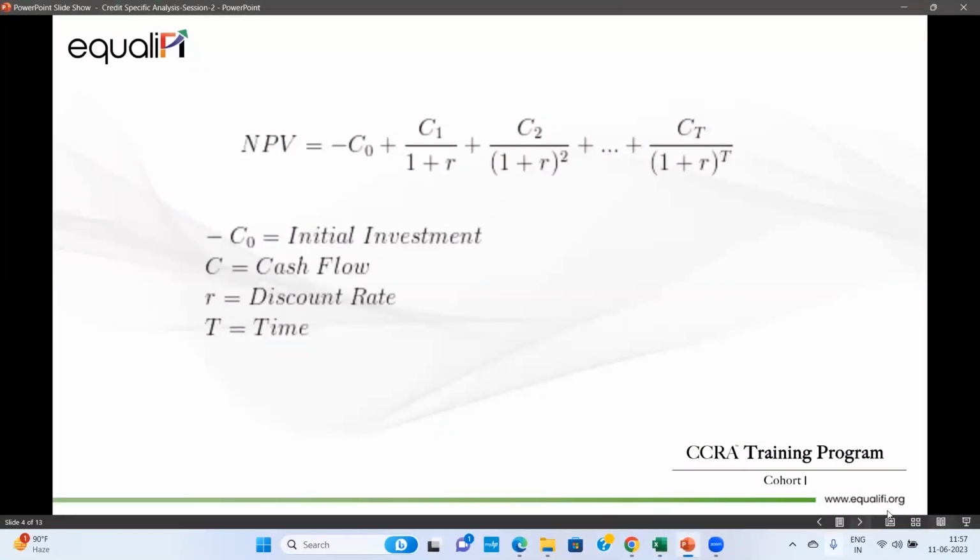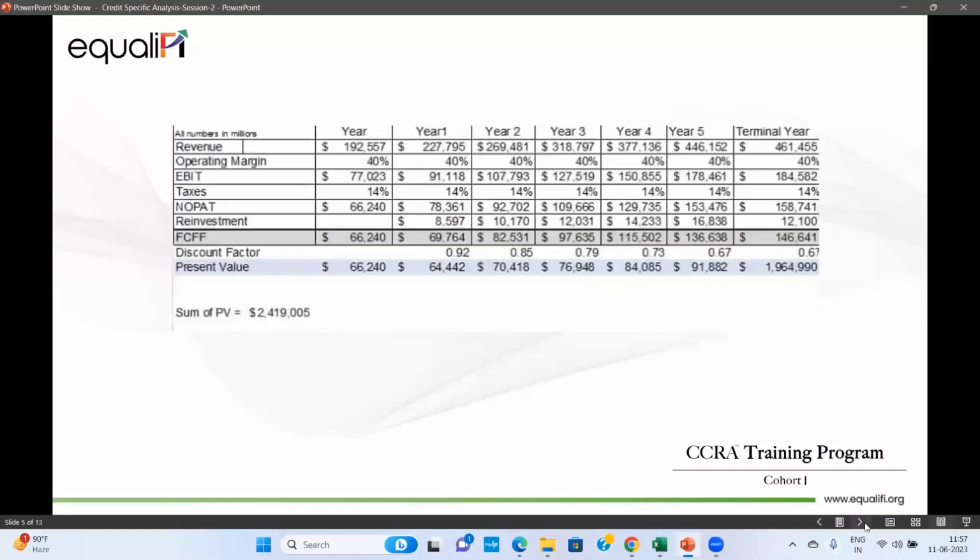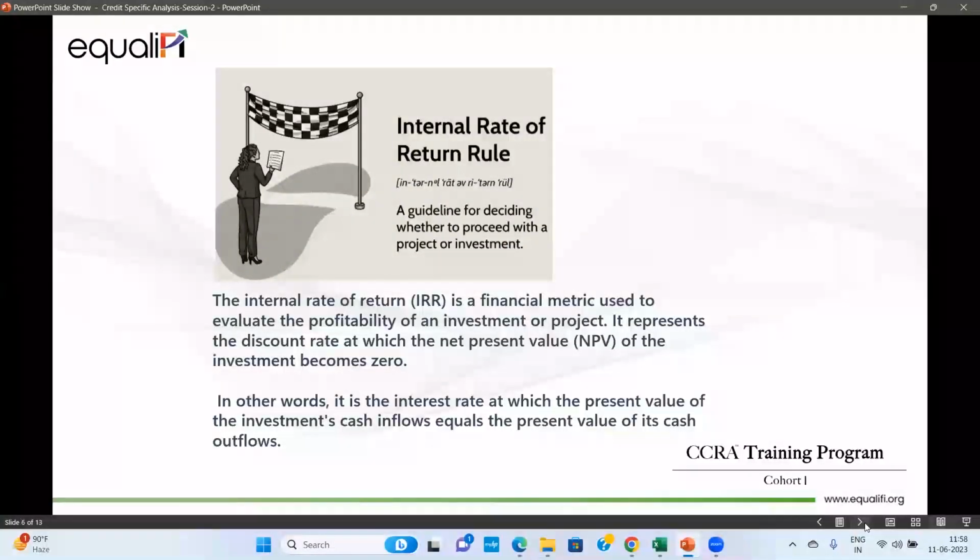So this is about NPV. This is a typical method by which present value is calculated on a year-on-year basis. And you get the terminal value and you find out the present value of the investment. Just an illustration. Next is IRR.